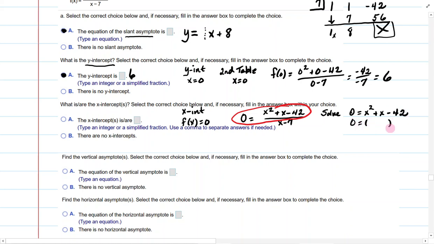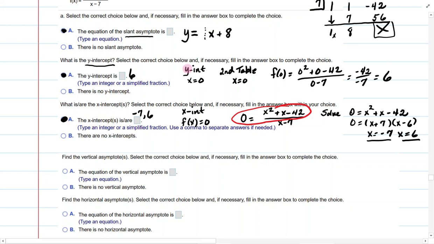0 is equal to, well, that factors. It's going to be x plus 7 times x minus 6, so x equals negative 7, x equals positive 6. Those are both x-intercepts, and all you have to do is type in negative 7 and 6. We possibly could see those on the graph, but we have not even looked at the graph yet.